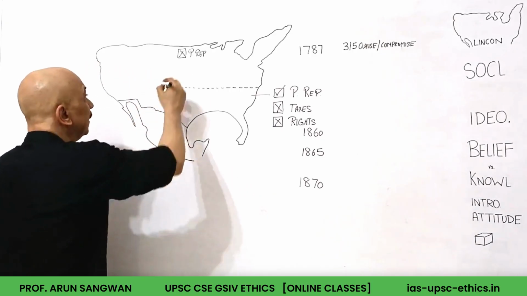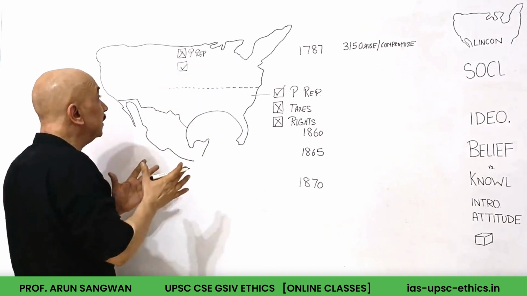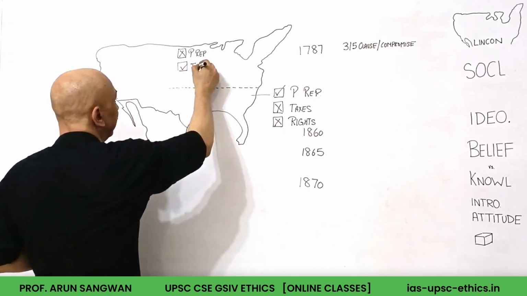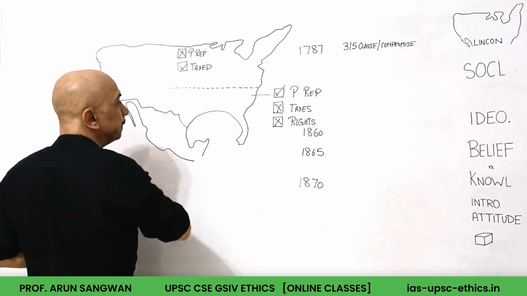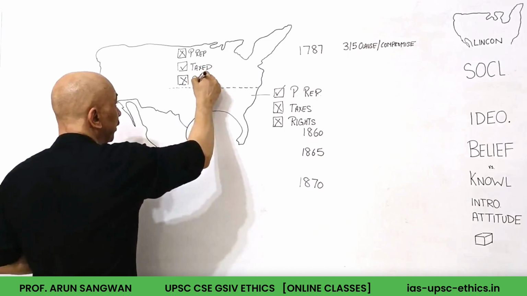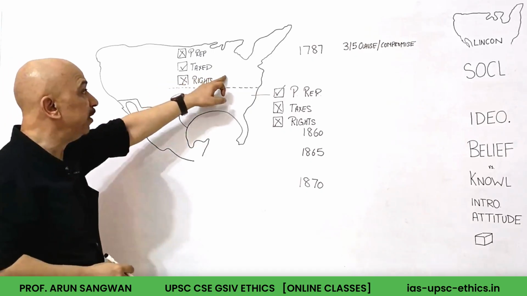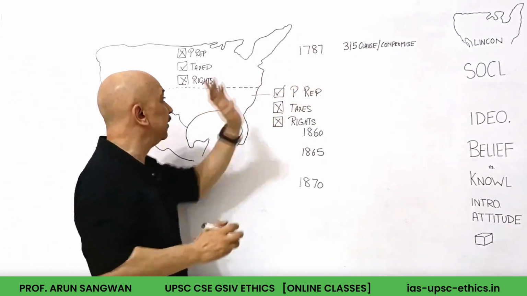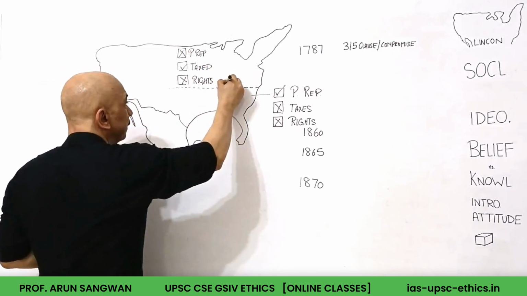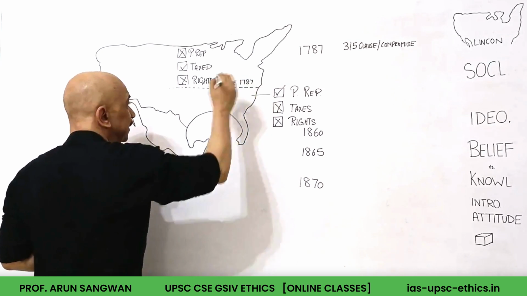Okay. Then they wanted the southern slave dominated, slave driven, slave based economy to be taxed. And they also did not want black people to be given rights. So this was before 1787. Whatever I have written here is before 1787.